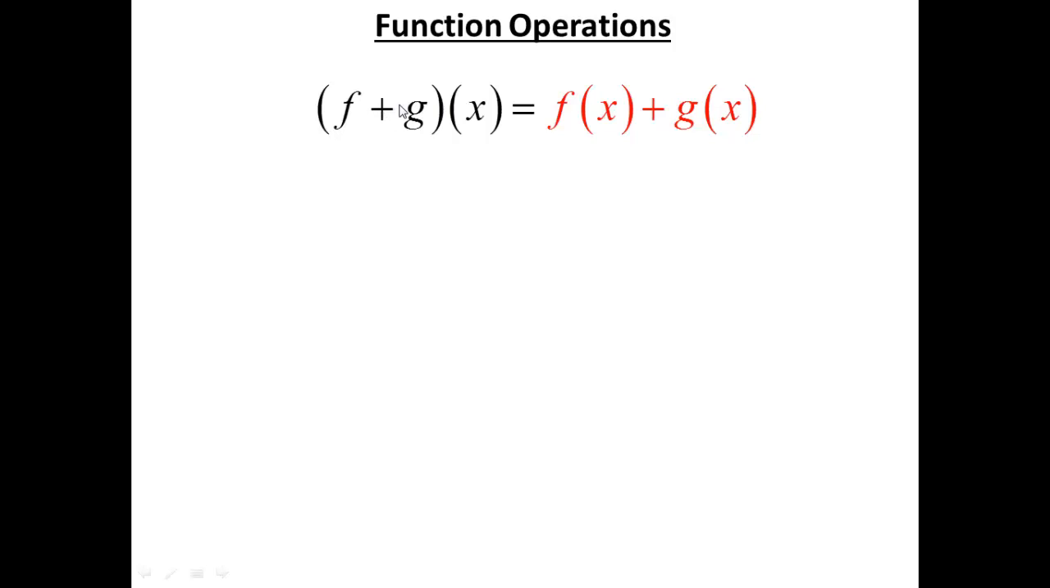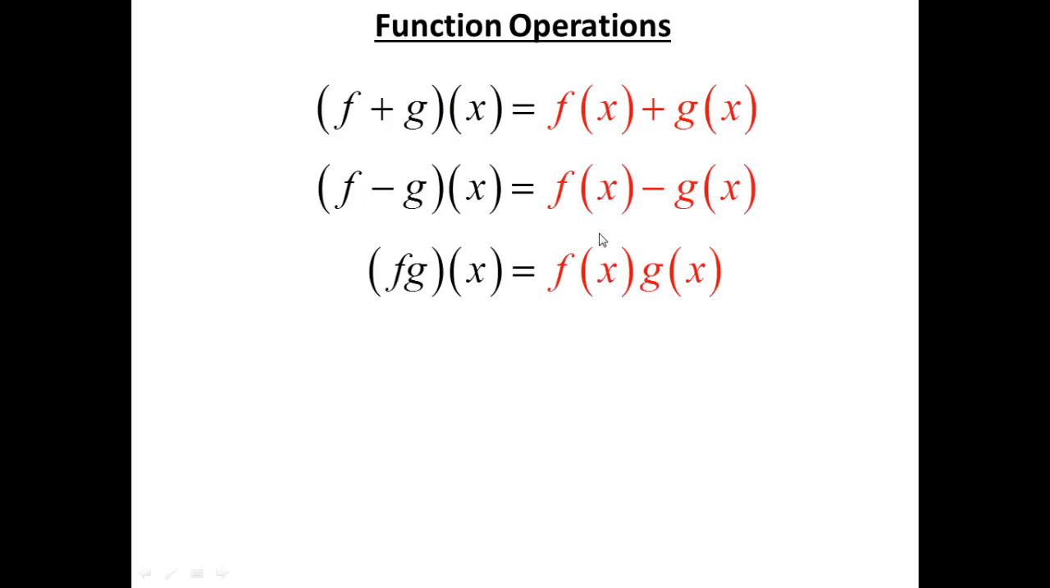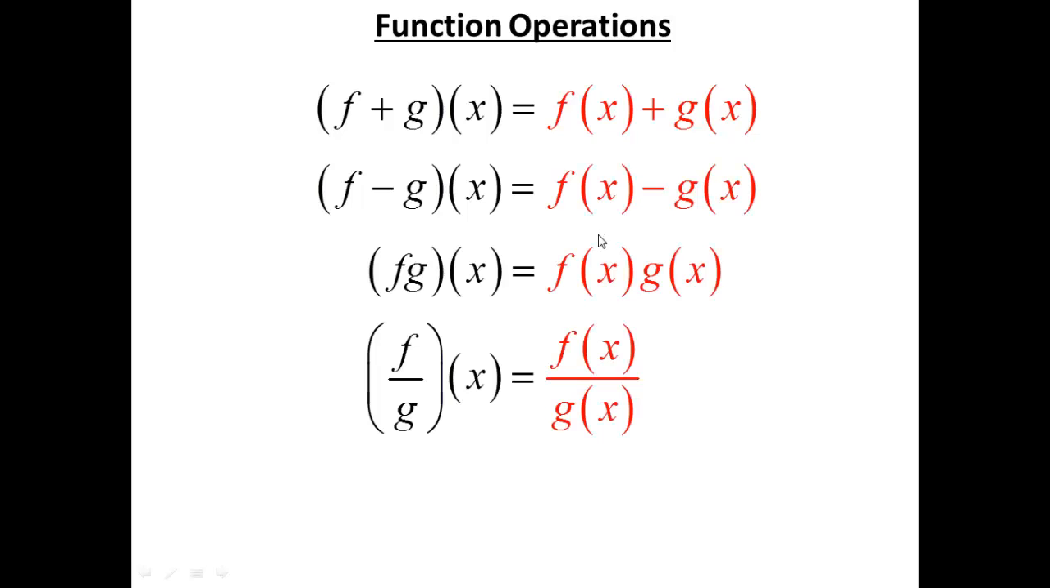This does not say f plus g times x. This says f of x plus g of x. We're not multiplying times x. X is the input value. I can do the same thing with subtraction, multiplication, and division. So again, just two different ways of writing the exact same notation. If I see f plus g, f minus g, fg, or f over g, that just really means f of x plus g of x, f of x minus g of x, f of x times g of x, f of x divided by g of x.